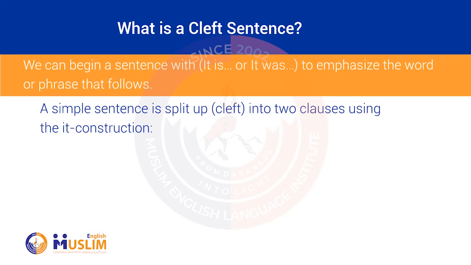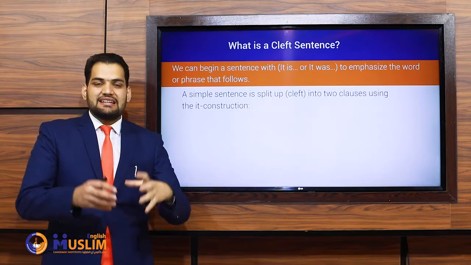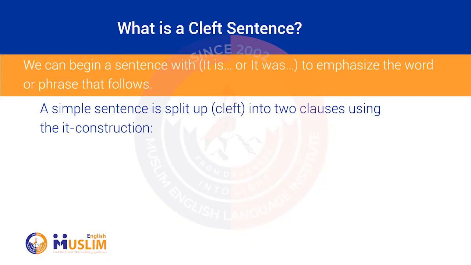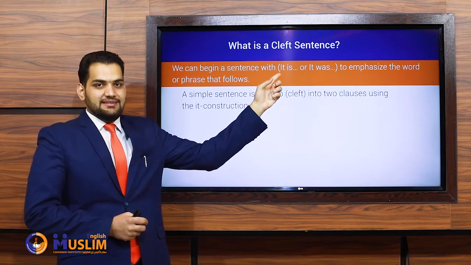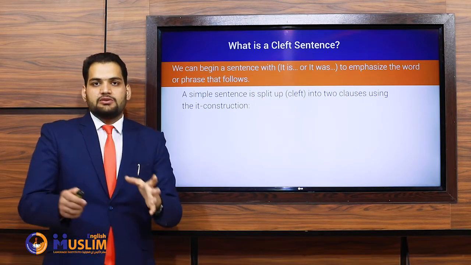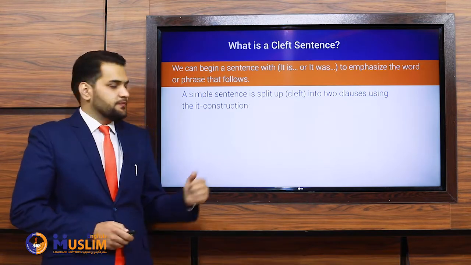So, a simple sentence is split up. When I say split up, it means cleft or separated into two clauses or into two parts using the it construction. So what is the it construction? When we start a sentence with it is or it was, and the word or phrase that is emphasized follows.